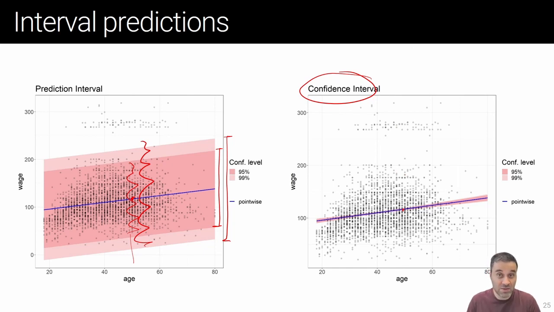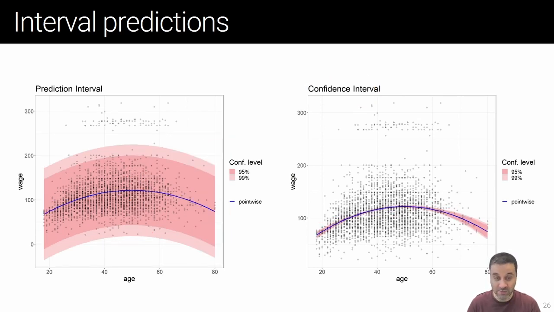And the same happens, by the way, if we have transformations. In this case, we have a quadratic relationship between the age and the wage. No problem. Those intervals are just going to follow that transformation. And so again, for a point estimate over here, we're now able to quantify a prediction interval, 95%, and we're also going to be able to quantify over here on average.